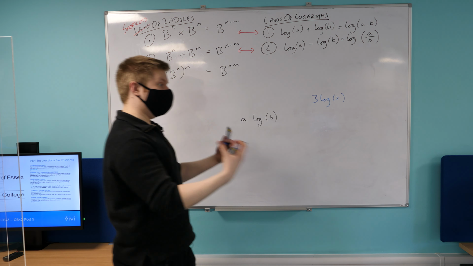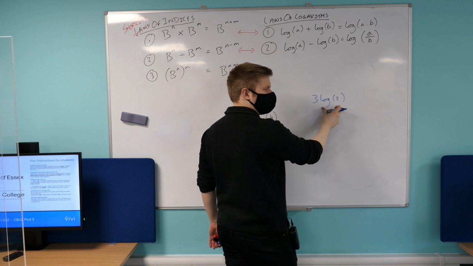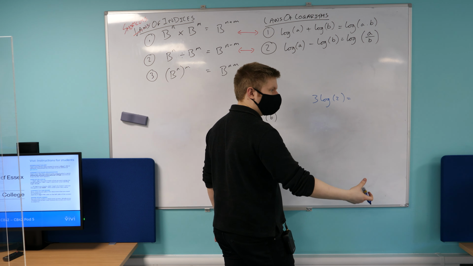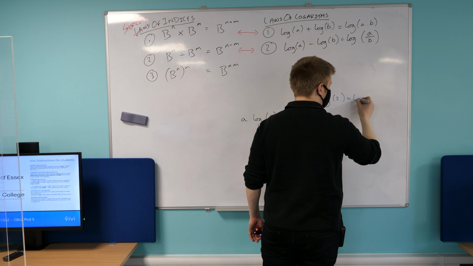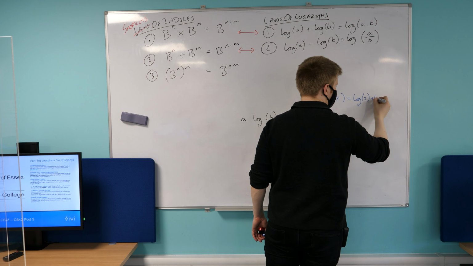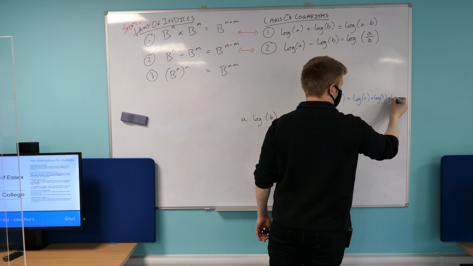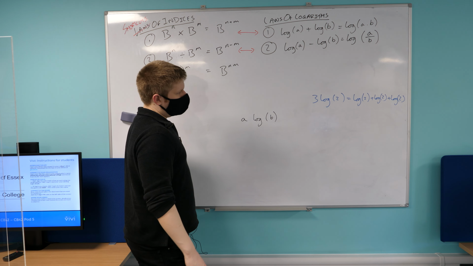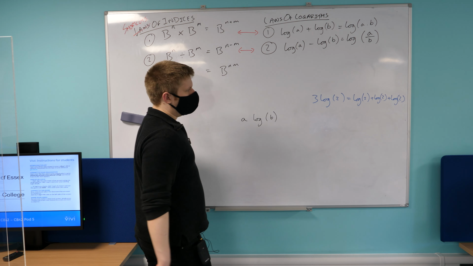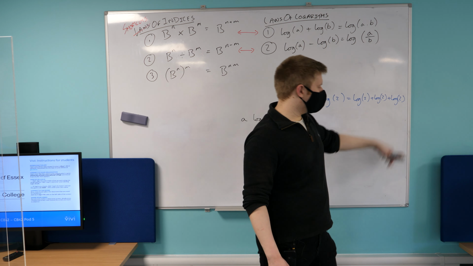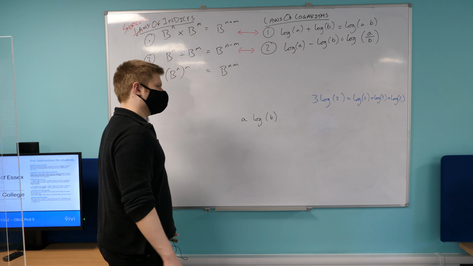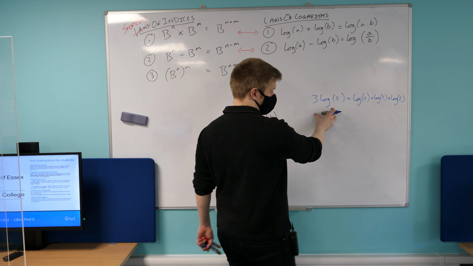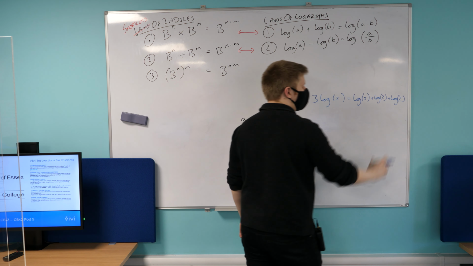Now if I say 3 times something, that's literally what I've got here, 3 times something, are you happy that's just log 2 plus log 2 plus log 2? Log 2 added to itself 3 times. You good with that? Yeah? Okay, well log 2 plus log 2 plus log 2, could I combine these logarithms together in a different way?